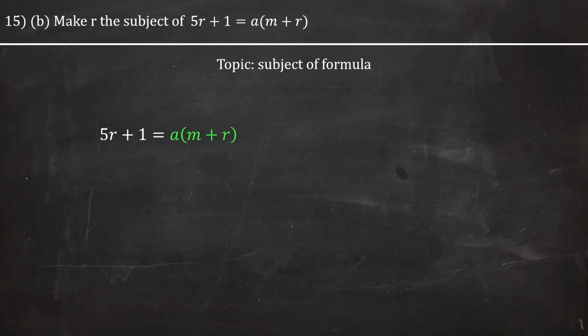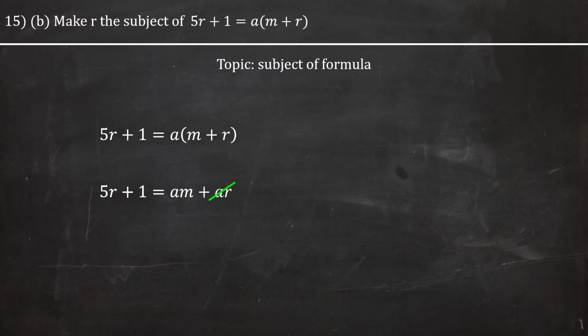So first thing we need to do, we need to expand that bracket. So left hand side is the same. A times m is am, a times r is ar. Then we got everything expanded. We need to get all the r's to one side, everything else to the other side.